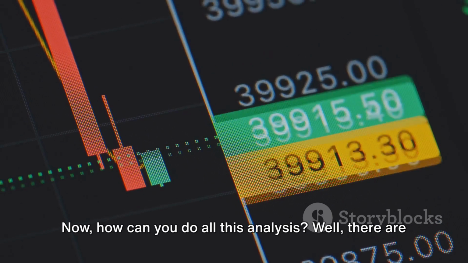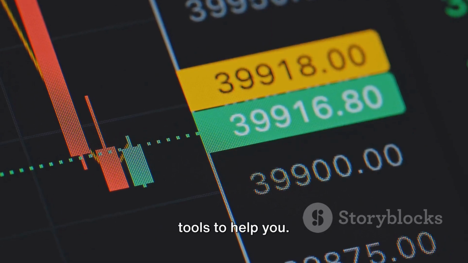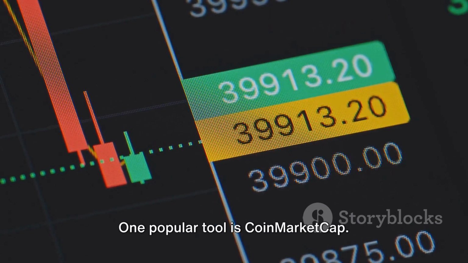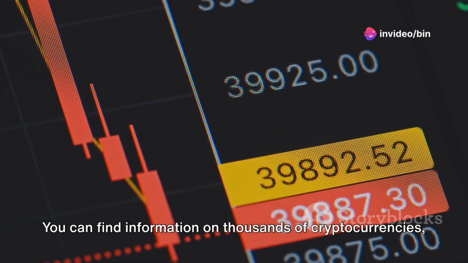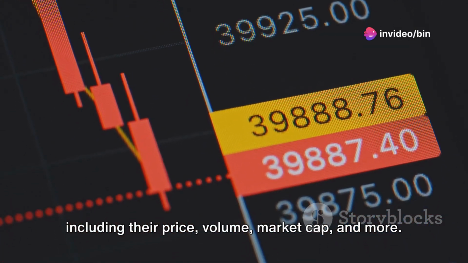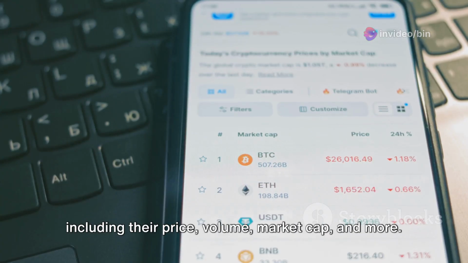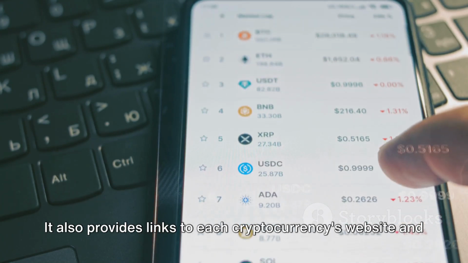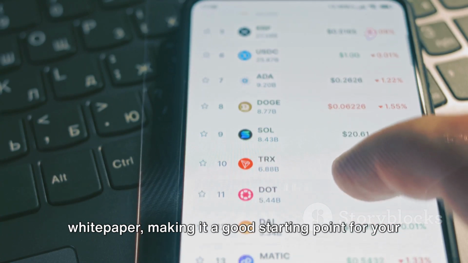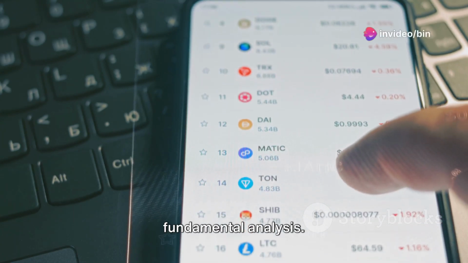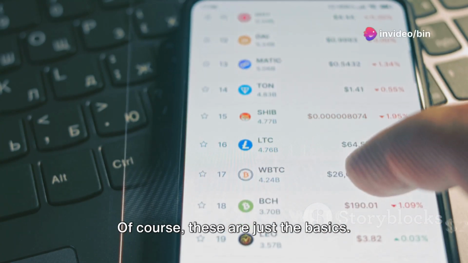Now, how can you do all this analysis? Well, there are tools to help you. One popular tool is CoinMarketCap. It's like the Google of cryptocurrencies. You can find information on thousands of cryptocurrencies, including their price, volume, market cap, and more. It also provides links to each cryptocurrency's website and white paper, making it a good starting point for your fundamental analysis. Of course, these are just the basics.